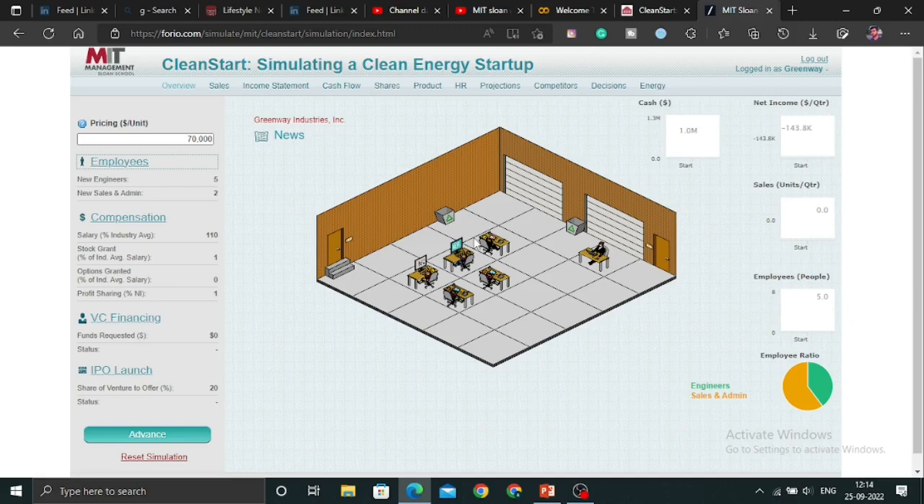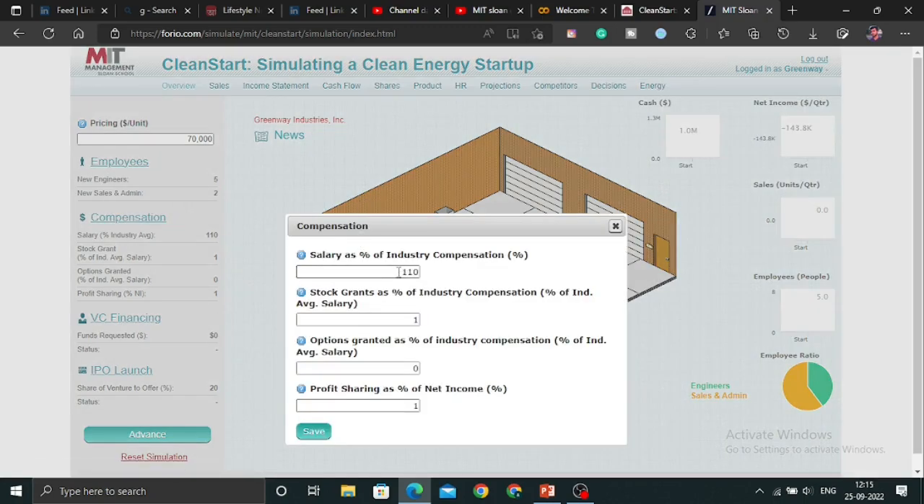So without a developed product, without a modern product, you are not able to sell the product. So it's better to put the engineers in the initial phase. We need a higher engineer number than salespersons. Next is compensation rate. So basically we put the compensation rate at 90%.